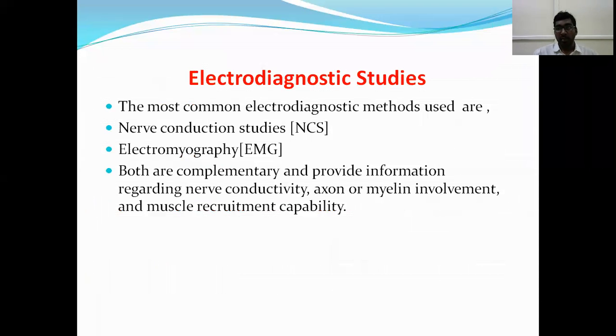And what are the electrodiagnostic studies to be used? The two most common electrodiagnostic studies used are nerve conduction studies, which measure the conduction along the nerve fiber, and electromyography. Myo means muscle, so electromyography measures the electrical potentials within the muscle fibers. These two tests are most commonly used to detect the type of nerve injuries. Both are complementary and provide information regarding nerve conductivity, axon or myelin involvement, and muscle recruitment capability.